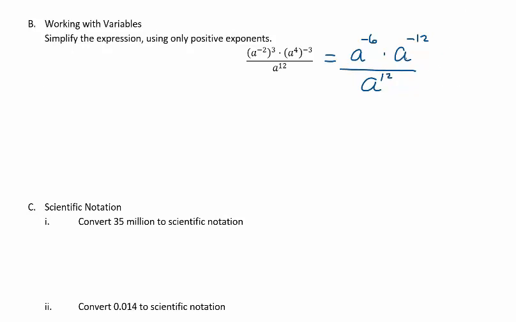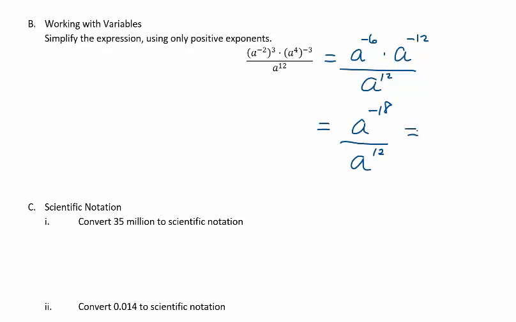Okay, and now it's really tempting to cancel out these a to the negative 12th and a to the 12th, but they're not the same thing. If they were identical, then you could. And so the next step that I will choose is to go ahead and use the product rule in the numerator. So a to the negative 6 times a to the negative 12 is a to the, add those exponents together, and you get a to the negative 18th over a to the 12th.